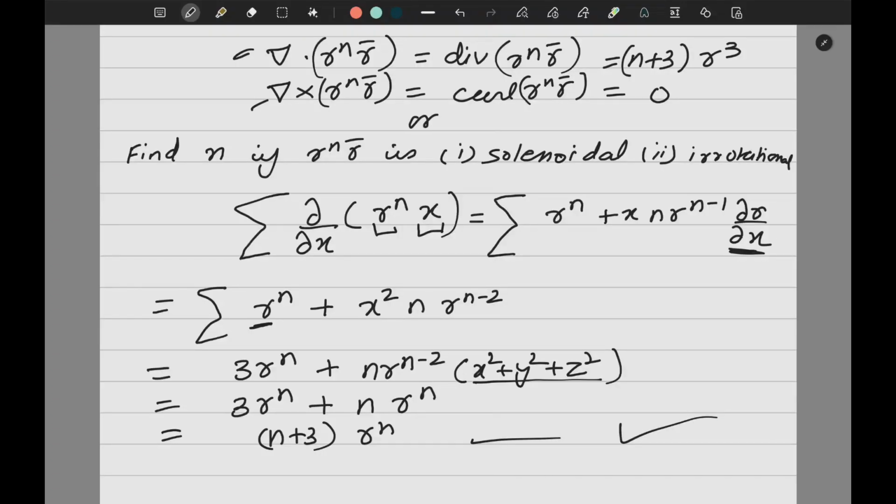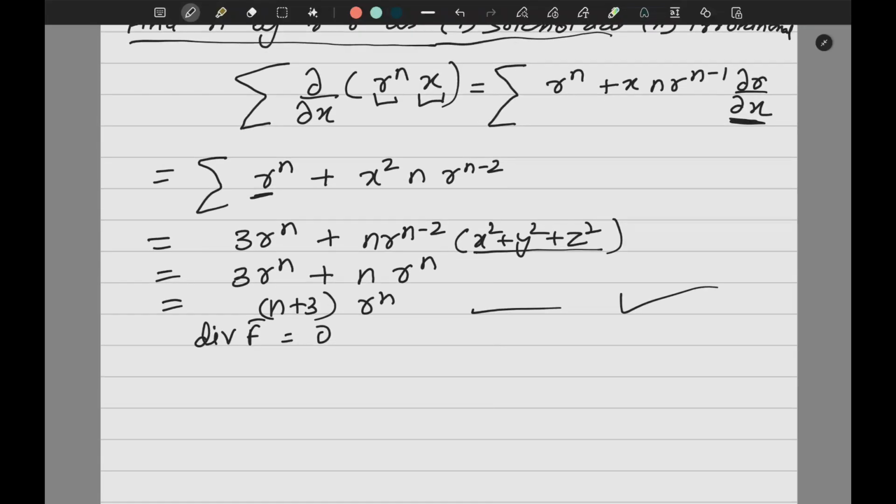Now if I look at this question, find n if this is solenoidal. Solenoidal means what? If the divergence of any function is 0, then it is called solenoidal. So now I am saying that the divergence of r to the power n r bar is equal to 0, because it is given as solenoidal, right?